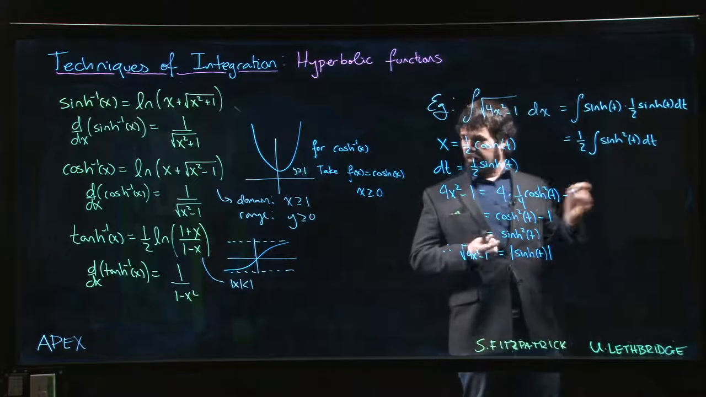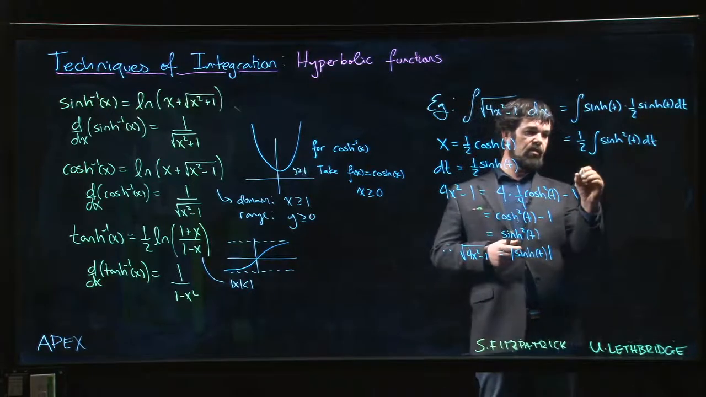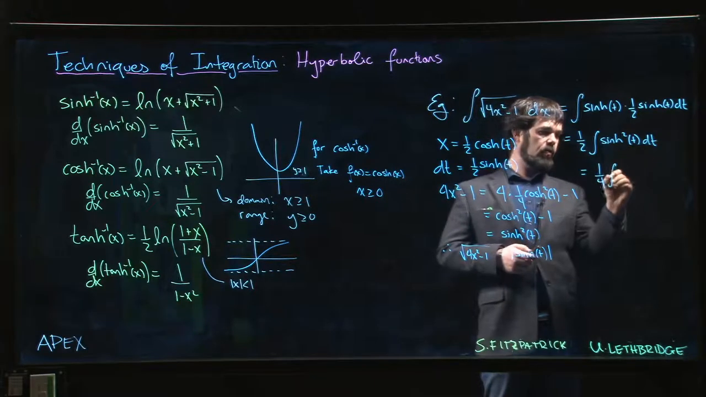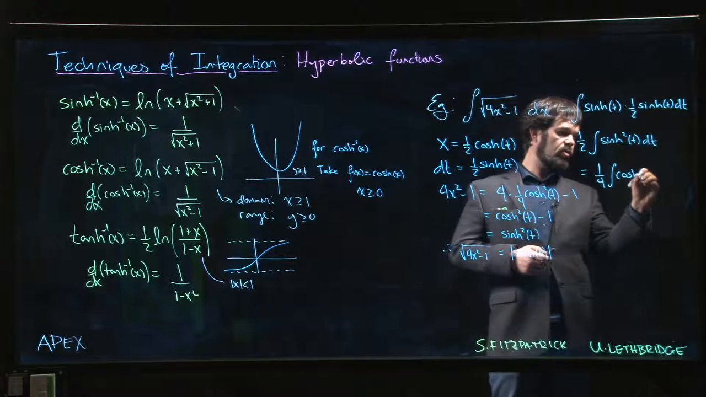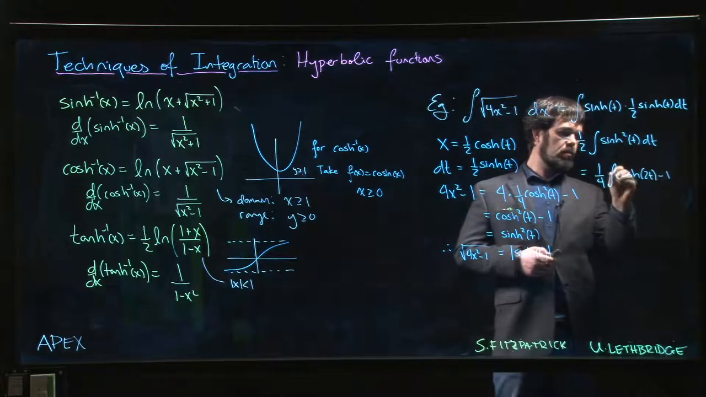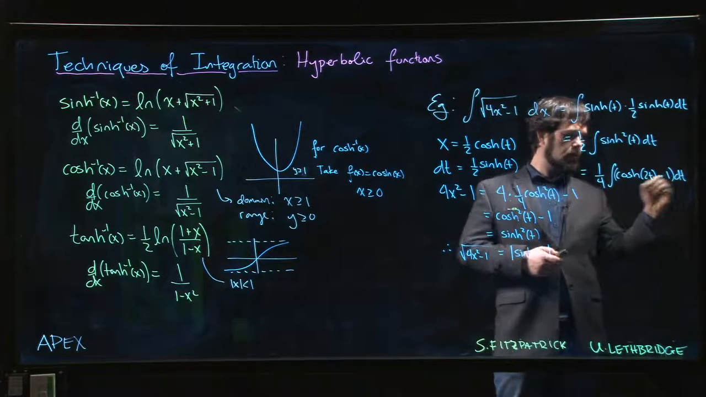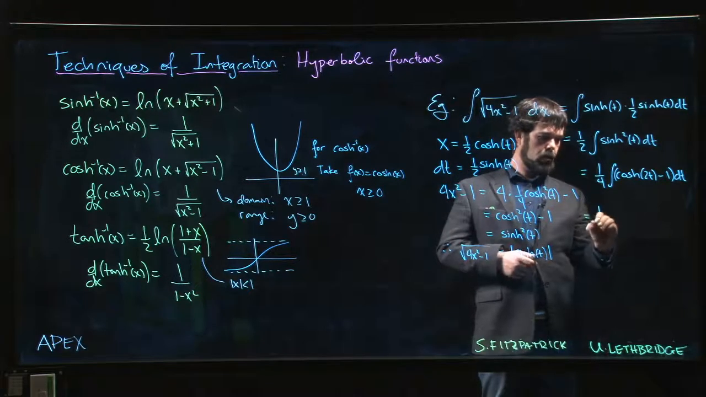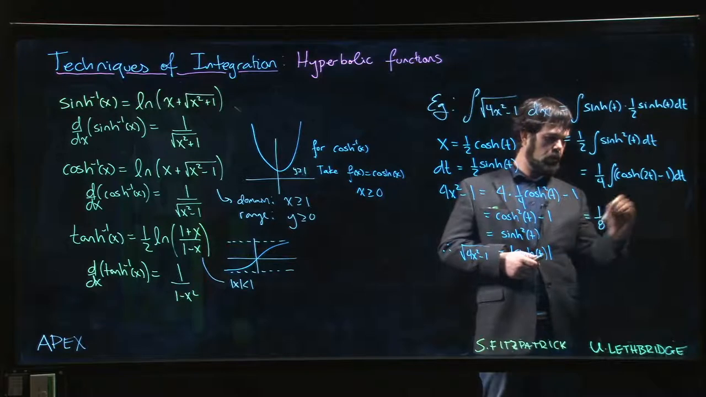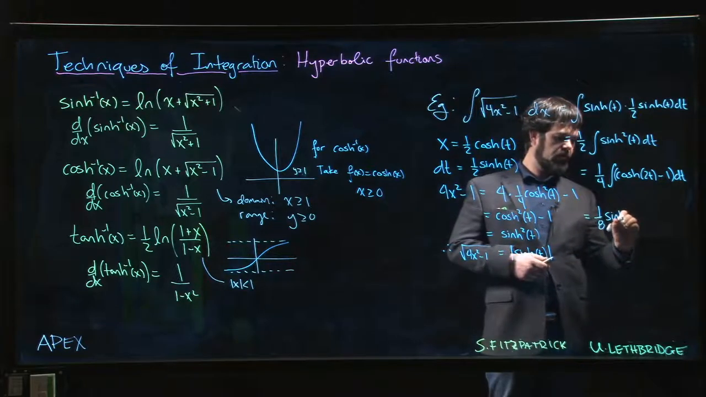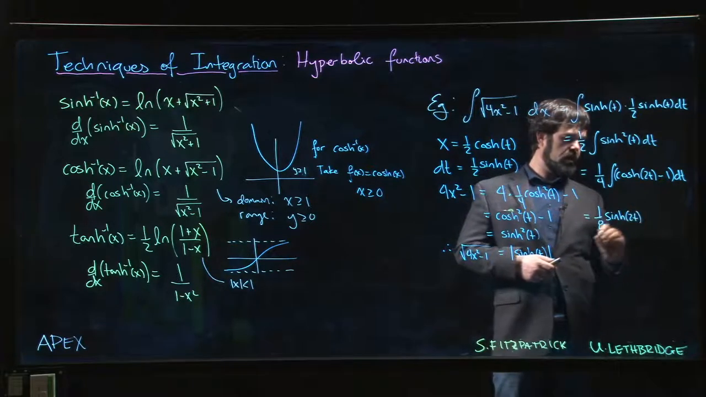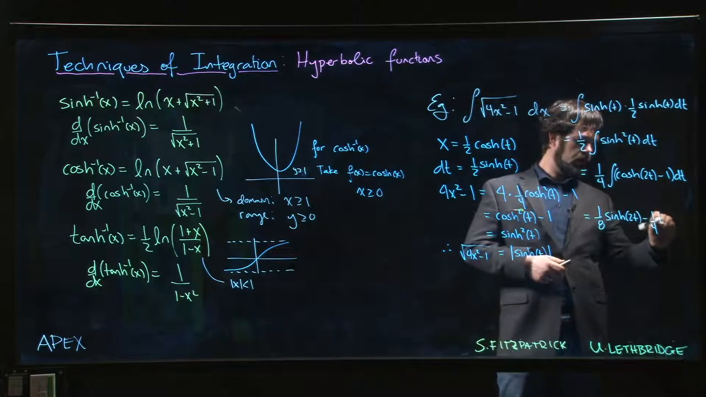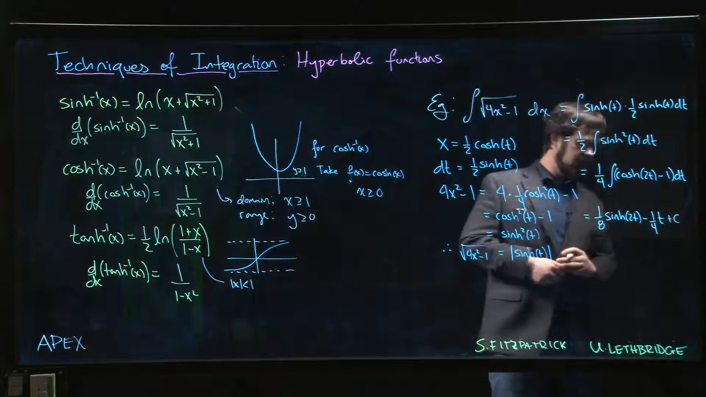But there's a half angle formula or a power reduction formula we can use for that. This is the same thing now as 1 over 4 times cosh 2t minus 1. Okay, so we get 1 over 8 sinh 2t minus 1 over 4 t plus c.